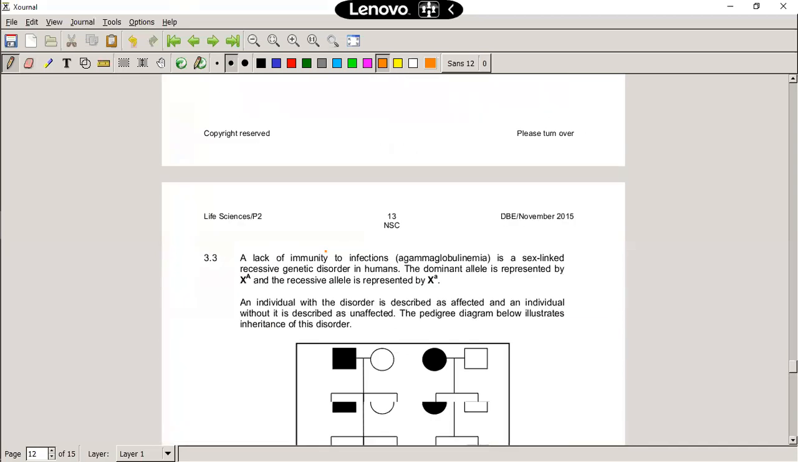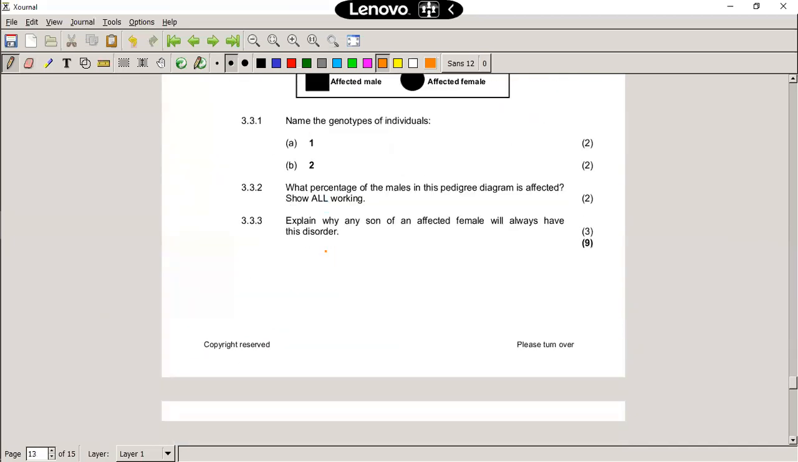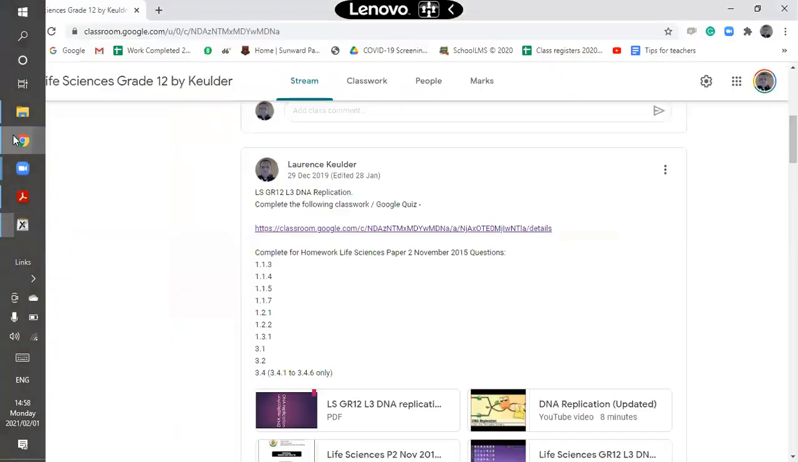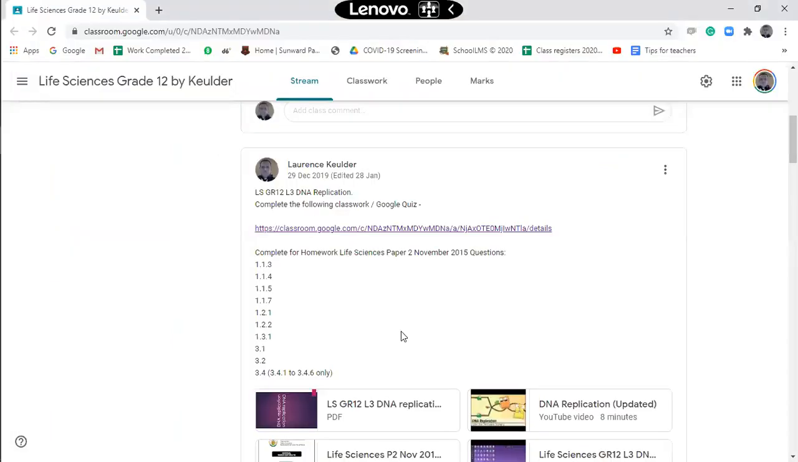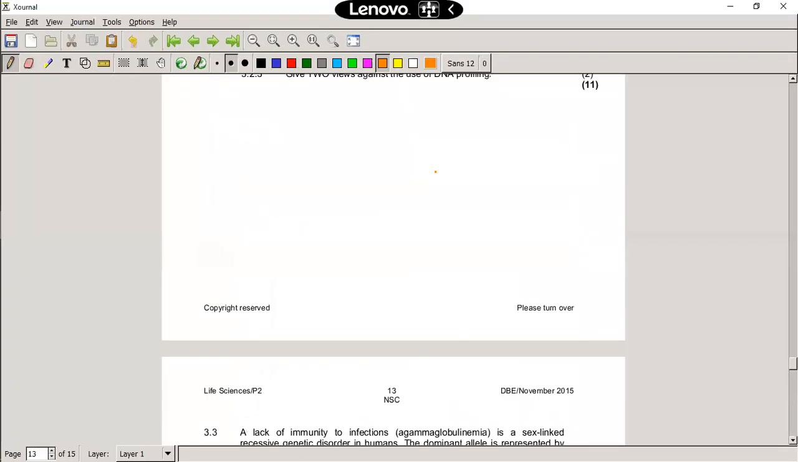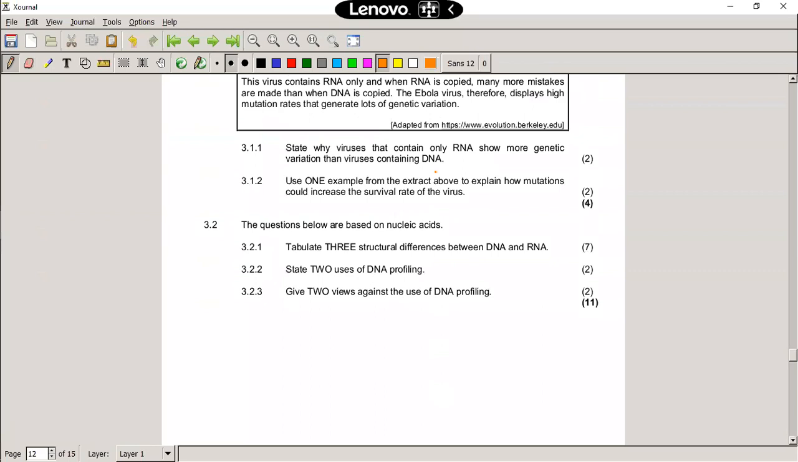Now, let's go on to the next question that we had to answer. Okay, that was DNA profiling. I've asked you that. Then I think it was 3.4. Let me just double check. 3.1, 3.2, and 3.4. But you had to answer 3.4.1 and 3.4.6 only. Okay, so let's take a look. Did we miss anything? No. Okay, DNA profile.